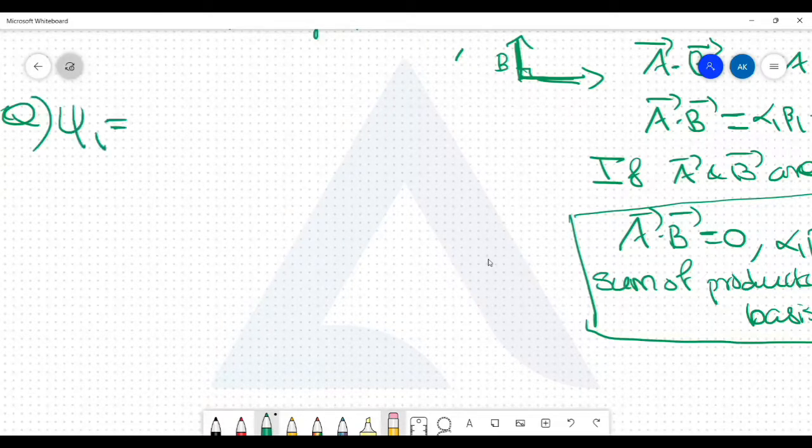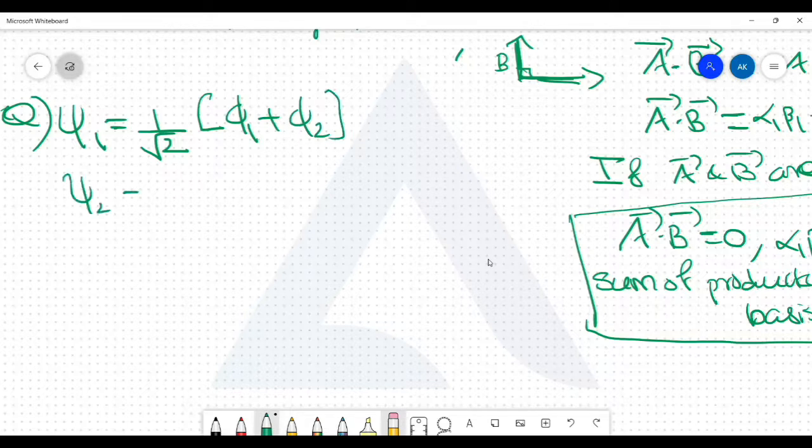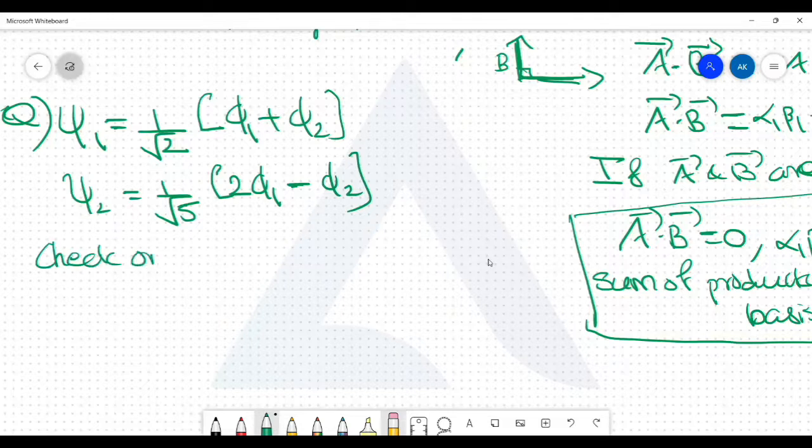Psi 1 equal to 1 by root 2 times phi 1 plus phi 2. Phi 1 and phi 2 are basis states. Okay. Psi 2 equal to 1 by root 5 times 2 phi 1 minus phi 2. Okay. Check orthogonality. Okay, check the orthogonality.